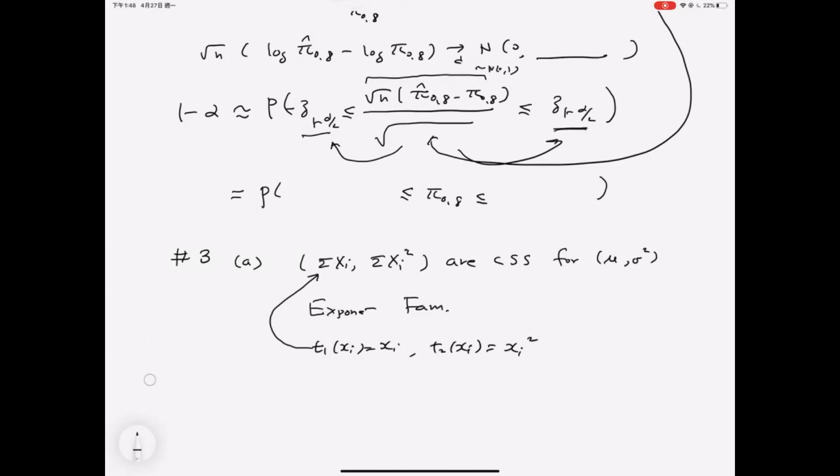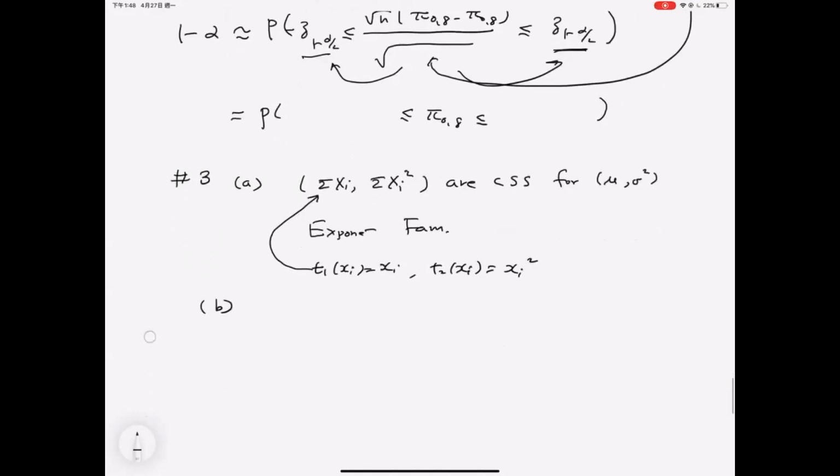Then in B, find a constant C such that E(cS) equals sigma. This belongs to a previous number, which I actually did in class. So I'm going to skip that part as well. That means I'm going to jump a little bit.